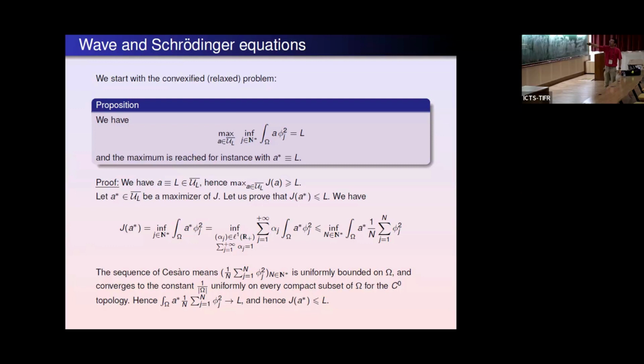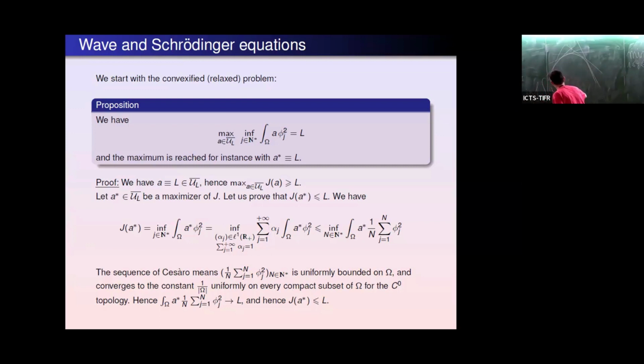First, when you take A equal L, which is in the set of unknowns, then indeed, the functional J, oh sorry, I forgot to recall, J of A is equal to the infimum over j of the integral of A phi j square.